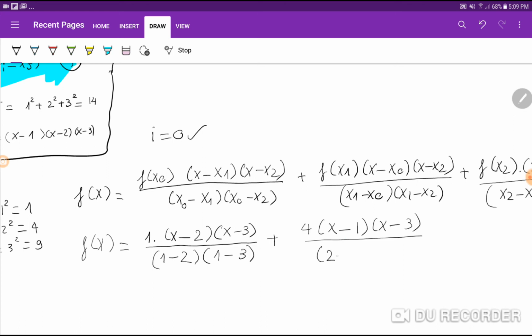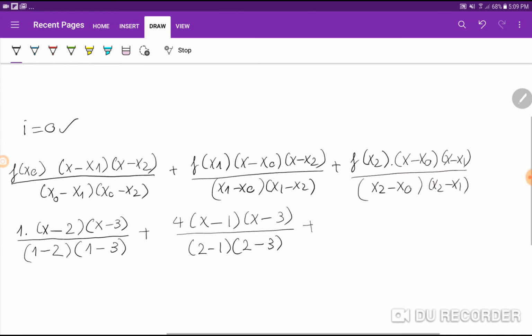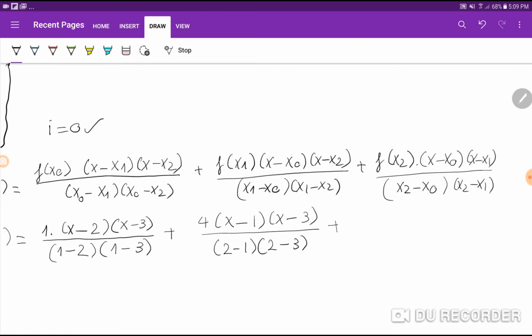x1 is going to be 2, x0 is 1, and x1 minus x2, x1 is 2 minus x2, which is 3, plus f of x2, which is 9 times x minus x0. What is x minus x0? x minus x0, so x minus 1 times x minus 2 over x2. What is our x2? Anyone tell me?